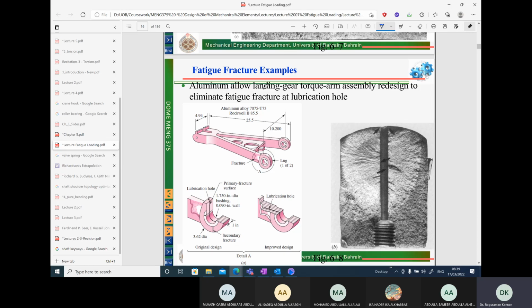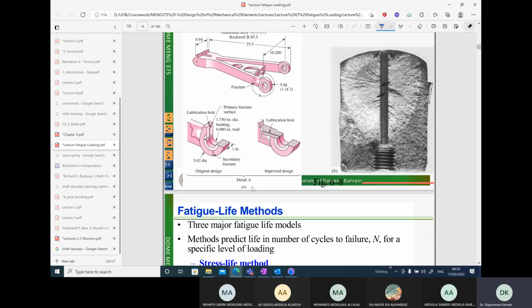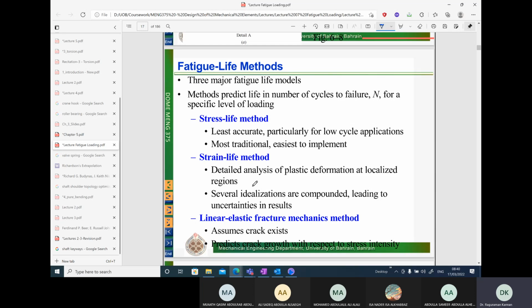So this is an aluminum landing gear torque arm assembly, used in aircraft for landing gears, and this has also undergone failure. Okay, so that gives you some idea about what a fatigue fracture surface looks like.